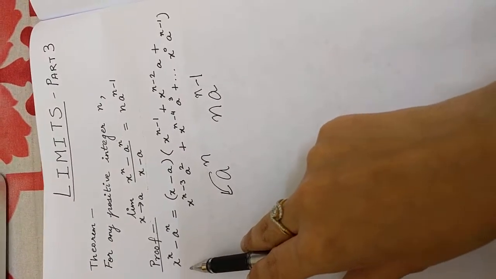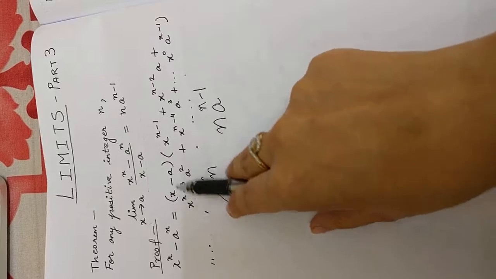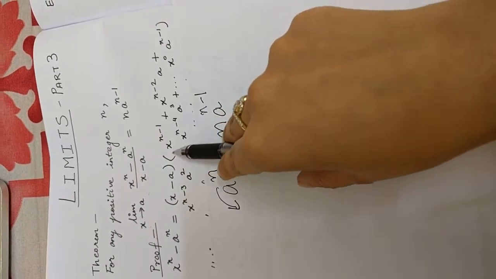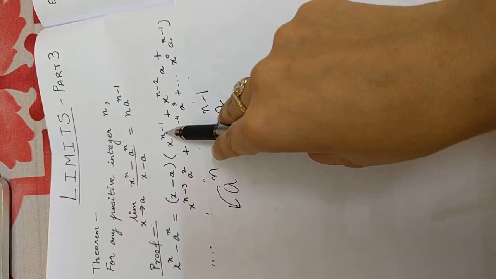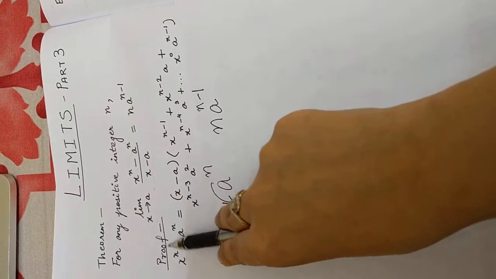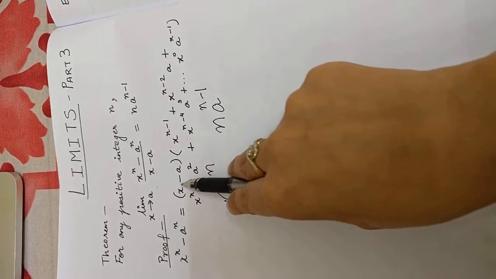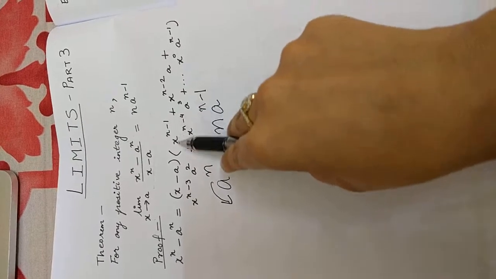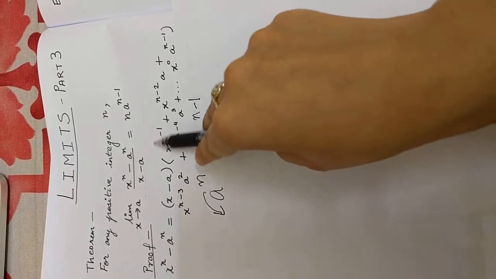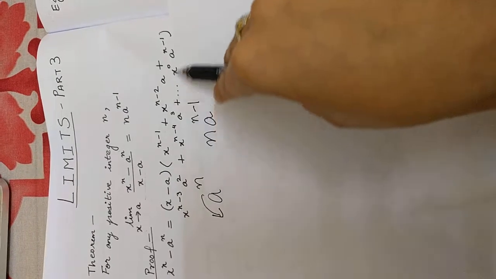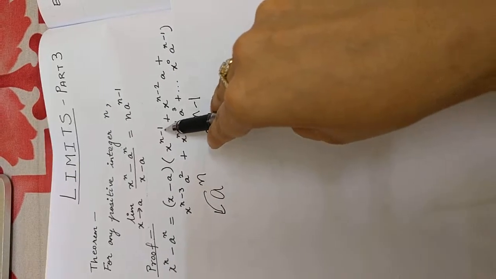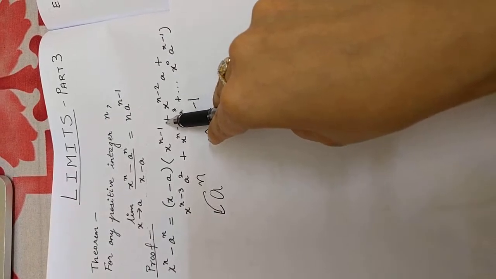See, this formula is x to the power of n. Now you are taking this x minus a common. So the maximum power of x inside can be x to the power of n minus 1, because it has to be equal to x to the power of n. So you are already taking 1 x out. So inside we will have x to the power of n minus 1. Now this is the highest power which can be inside this. So x to the power of n minus 1 and then a to the power of 0.